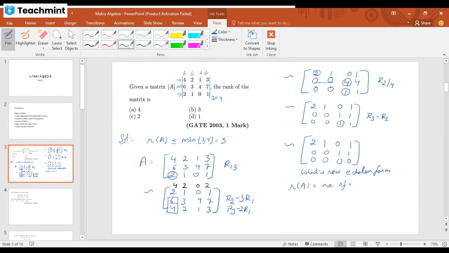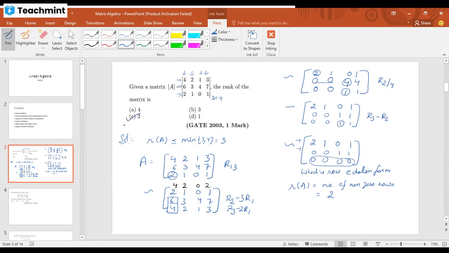So the number of non-zero rows in the above matrix. In this case, how many non-zero rows can you see here? This is non-zero, this is non-zero, because a non-zero row means at least one of the entries is non-zero. Here all the elements are 0, so it is a 0 row. So how many non-zero rows are there? It is 2. So which shows that the rank of the matrix is 2.